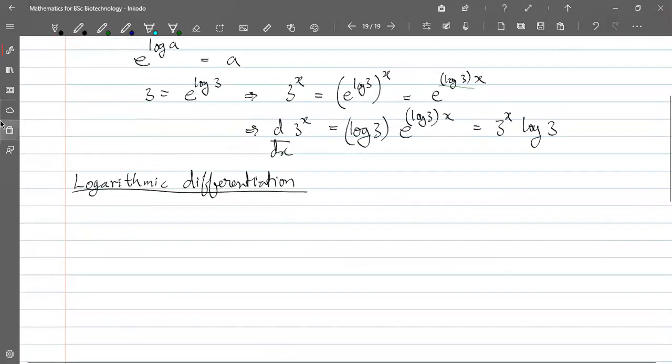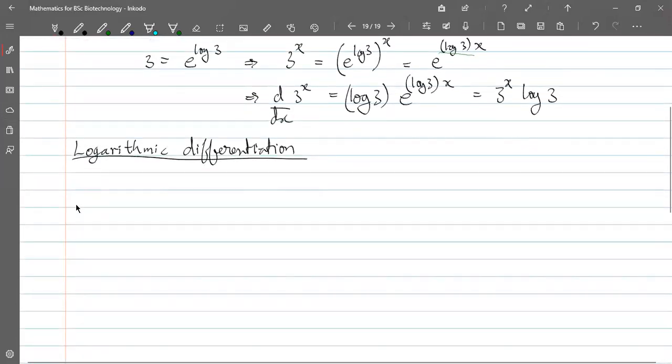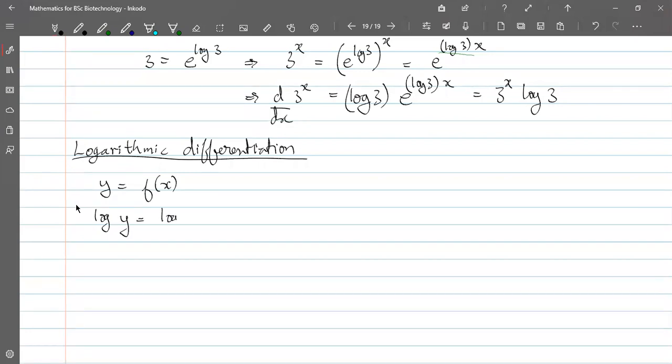So in logarithmic differentiation, what we do is make this observation. If y is equal to any function of x, then log y is the log of that function, obviously. Now differentiate both sides with respect to x. So we find the derivative of log y with respect to x. Okay, but what does that mean? We have to use chain rule.